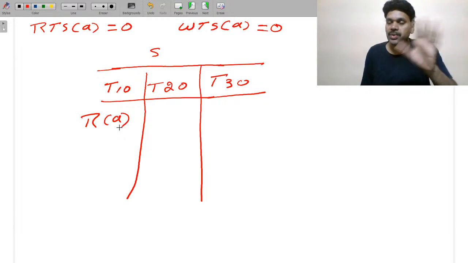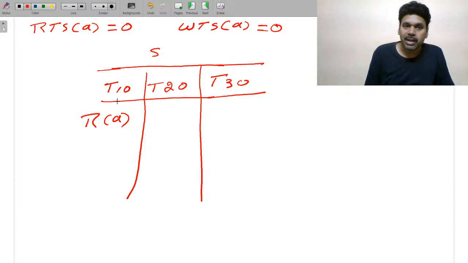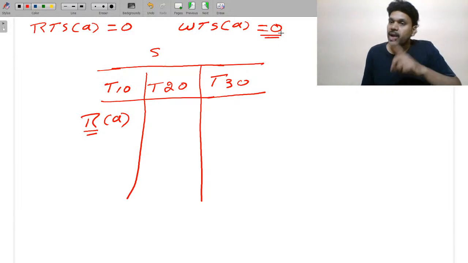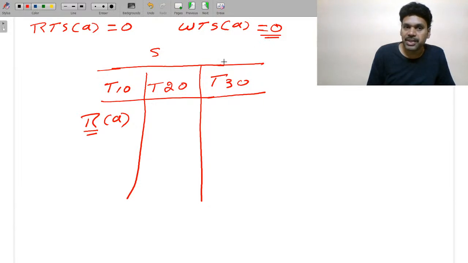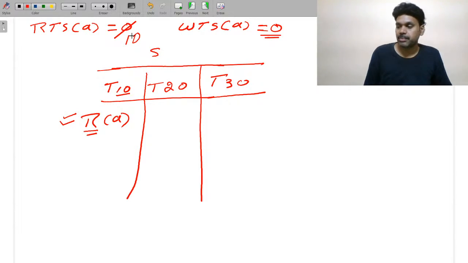Now I am not going to write any validation. You know what is going to happen. We are going to check read with write, and write with read and write. Therefore, read I am checking with write. You are coming with 10. 10 is greater than or equal to this 0. So 10 is greater than or equal to 0. Therefore, you can allow this, and your RTS value becomes 10.